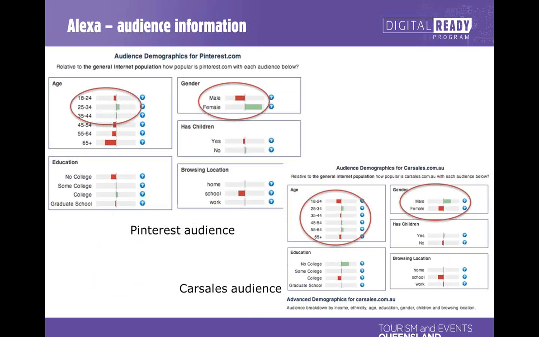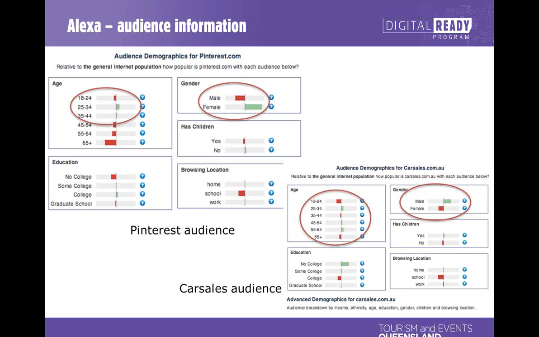First of all, this is Alexa's audience information. And again, this is free, by the way. Alexa is a free tool. It does have a paid option, but you can get this information for free. So I've just typed in Pinterest at the top, as you can see, and car sales at the bottom. And I've had a look at the audience demographics for each one.